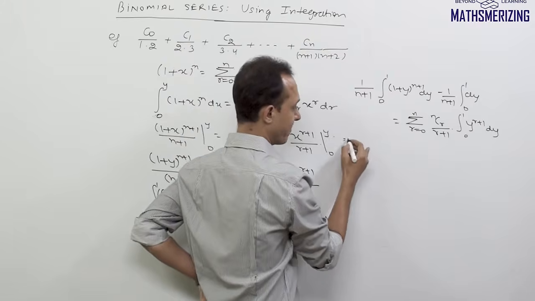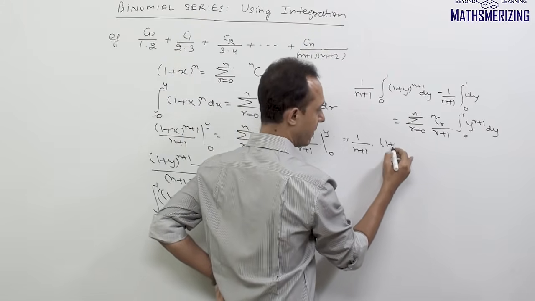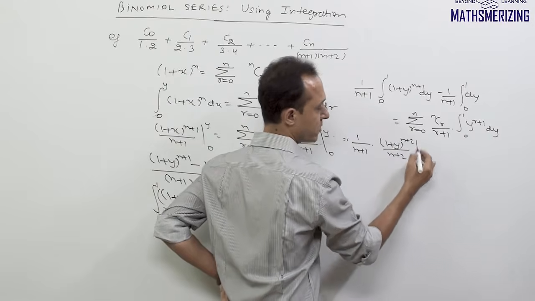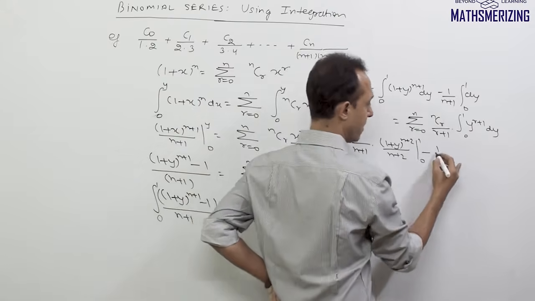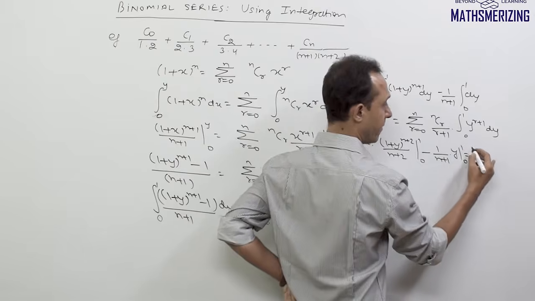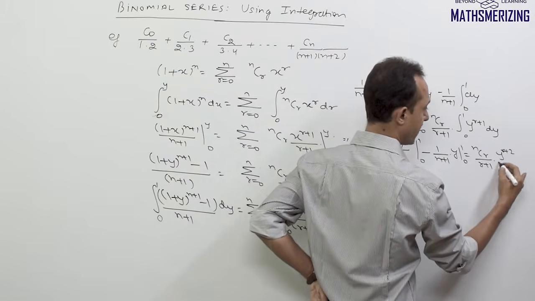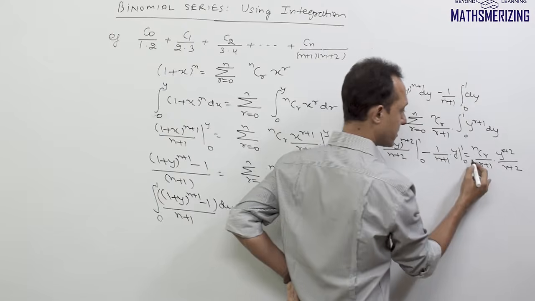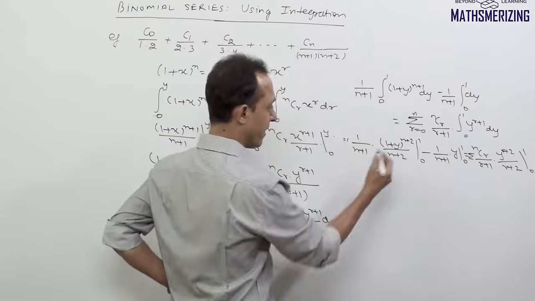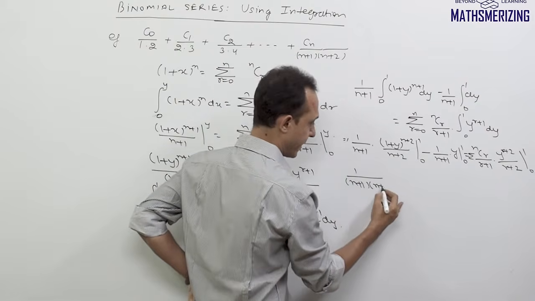So here I'll get 1 upon n plus 1, and here will be (1 plus y) to the power n plus 2 upon n plus 2 from 0 to 1, and then minus 1 upon n plus 1 into y from 0 to 1, and here will be nCr upon r plus 1, y to the power r plus 2 upon r plus 2, summation from 0 to 1. So if I put the values, I'll get it as 1 upon (n plus 1)(n plus 2).